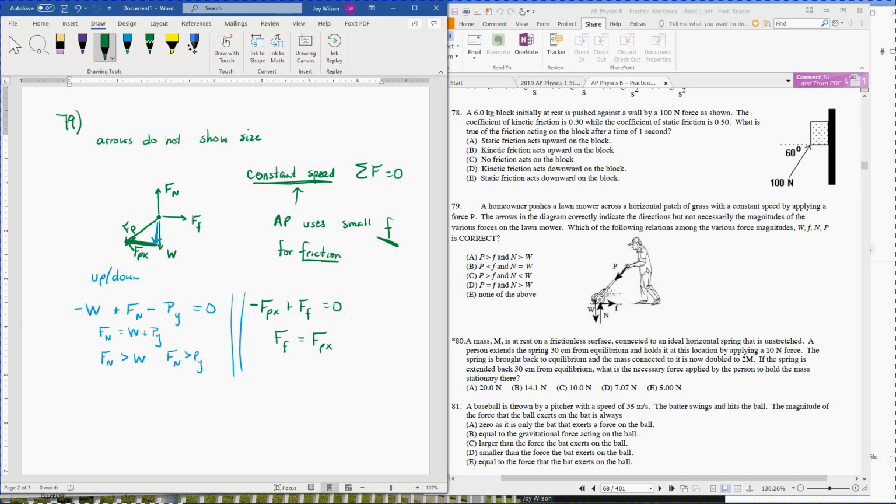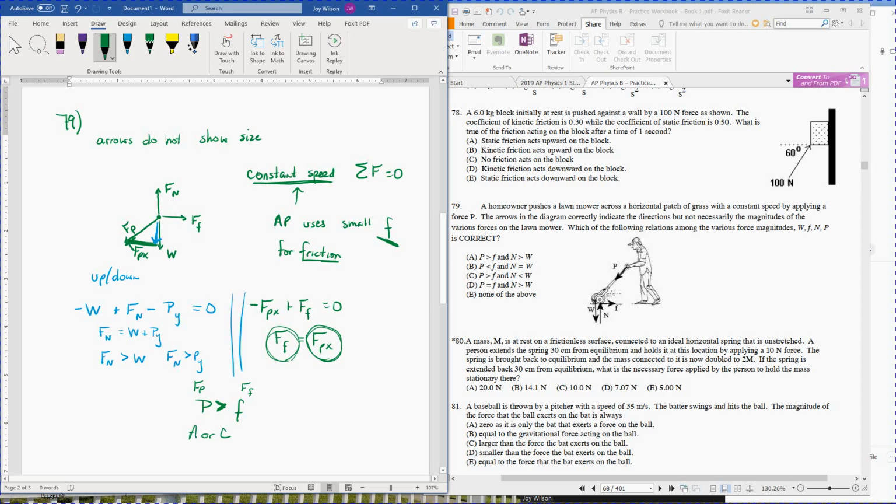So when they ask us the question about which is correct, we know that part, so we look at this, they're comparing P and F. So what's going to be true of the F sub P compared to the force of friction? Well, force of friction is equal to the X leg only. So the force of friction being equal to the X leg means the P force has to be bigger than the F force. So that gets us down to A or C.